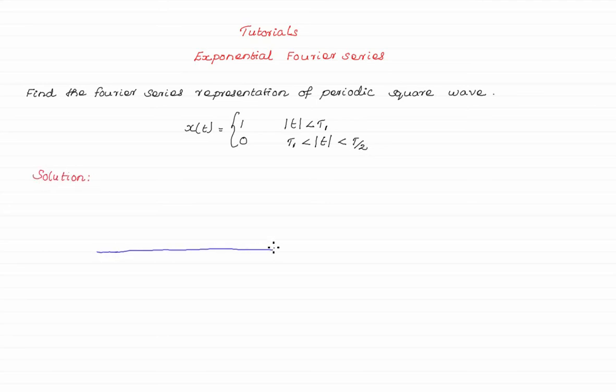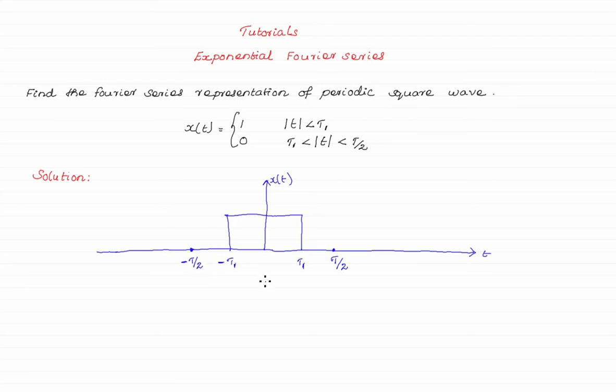x of t is given graphically. The first condition is x of t is equal to 1 if modulus of t is less than t1. That is, x of t is equal to 1 if t is between minus t1 and t1. And the second condition is x of t is equal to 0 if modulus of t lies between t1 and T by 2. That is, if t lies between t1 and T by 2 and minus t1 and minus T by 2, the x of t value is equal to 0.